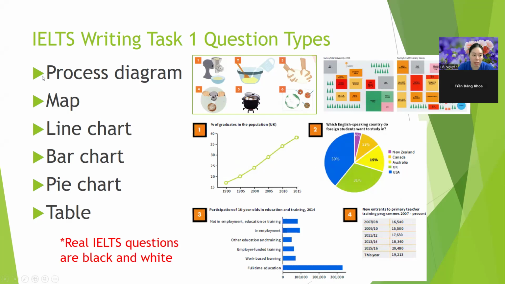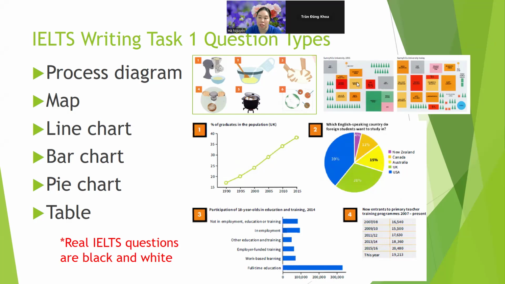Okay, so I normally group them into 2 groups, the first 2 and the last 4. Why? Because the first 2 are visual input. So you have process diagram, a series of pictures to show steps in a process. For example, these are the 6 steps to making string hopper, a kind of rice noodle in Sri Lanka. Okay, the second visual type is map. You need to describe the differences from map 1 to map 2. Normally, they are 2 time periods. Okay, so process diagram and map.